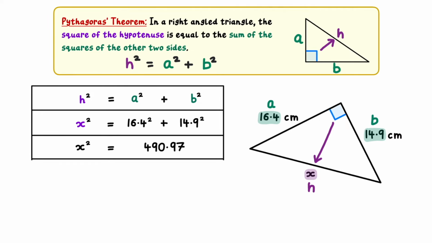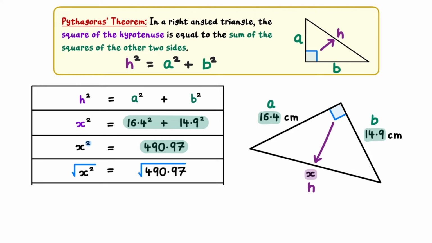Using our calculator to compute the right-hand side, we see that x squared equals 490.97. Like before, we can remove the squared operation by taking the square root of both sides. Using our calculator again to compute the square root on the right-hand side tells us that x is approximately equal to 22.2 centimeters.